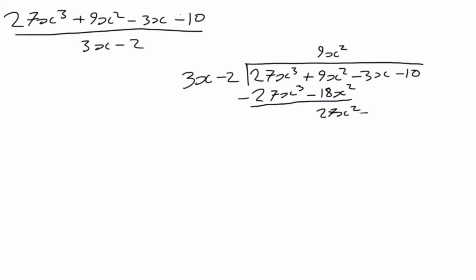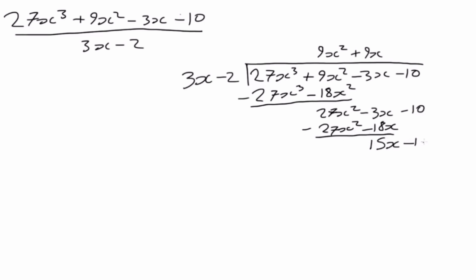And now let's bring these values down just to make it nice and even. Now what do we times 3x by to get 27x squared? Well, it's just like this one, we go down a little bit, so that's just 9x. So now we do 3x times 9x to give us 27x squared, minus 2 times 9x gives us minus 18x. Take these away from each other. We can see these two cancel out, and a minus gives you a positive. So minus 3x plus 18x will give you 15x.